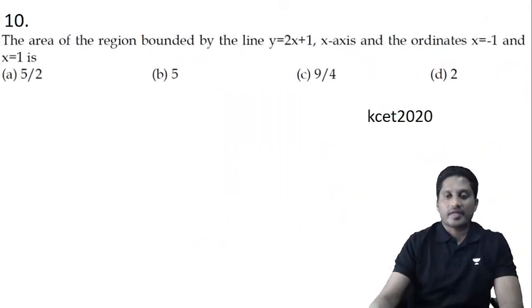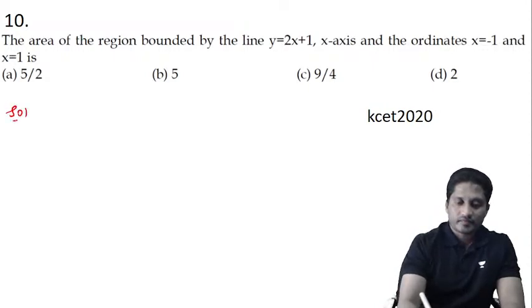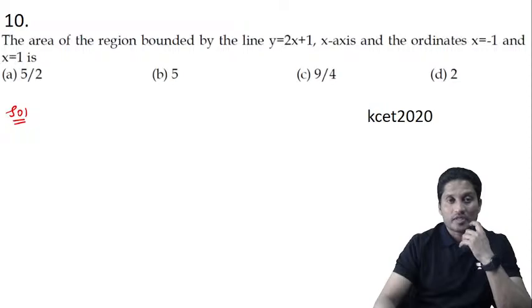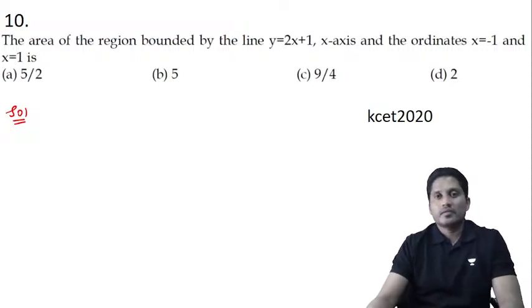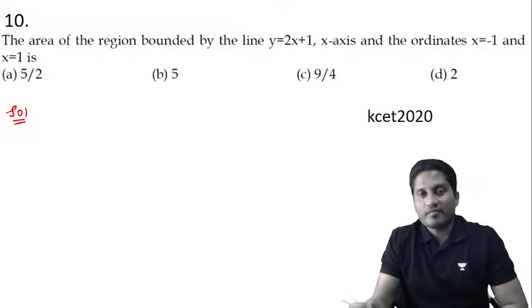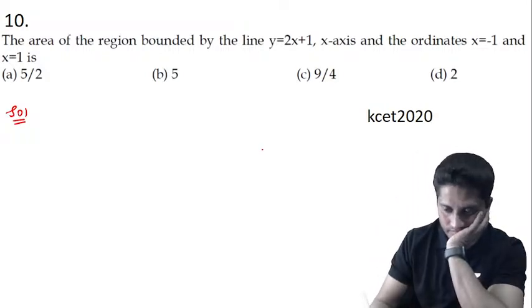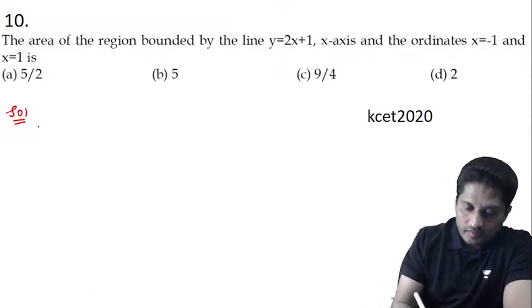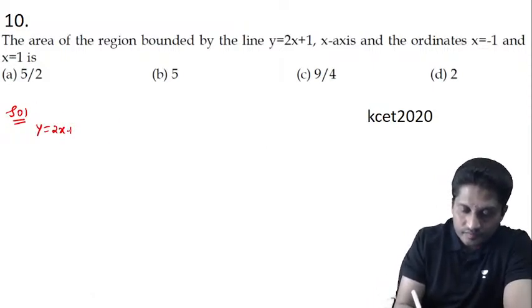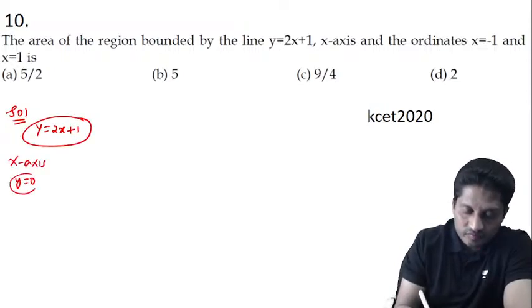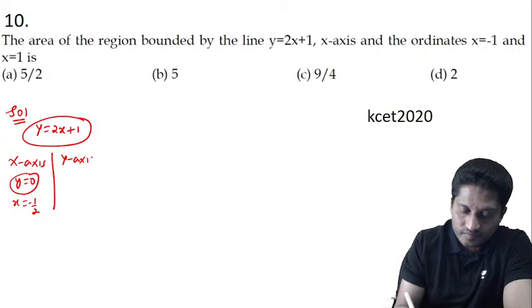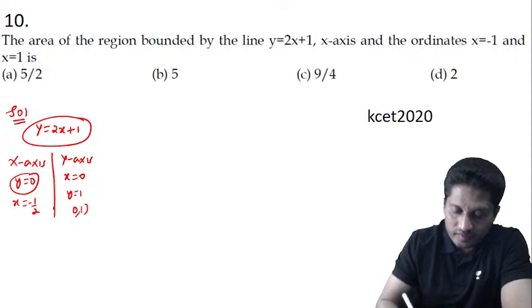Area of the region bounded by y is equal to 2x plus 1, x-axis and the ordinates minus 1 and plus 1. Even this was asked in 2020 paper. Now let's say I have y is equal to 2x plus 1. If it is x-axis, then y is equal to 0. You will get x is equal to minus half. And if it is y-axis, x is equal to 0, you will get y is equal to 1. So the point is 0 comma 1. Here the point is minus half comma 0.